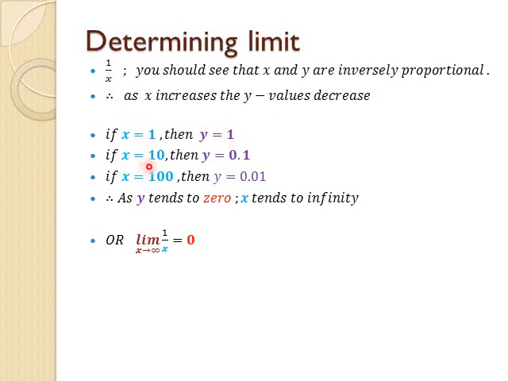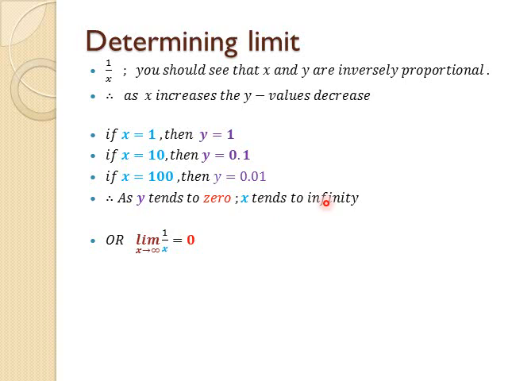If I increase x to 10, 1 divided by 10, then y becomes 0.1. If I increase x to 100, then y equals 0.01. So as x increases to infinity, you see y is becoming smaller and tends to 0. Written differently, the limit as x tends to infinity of 1 over x equals 0, because as y tends to 0, x tends to infinity.